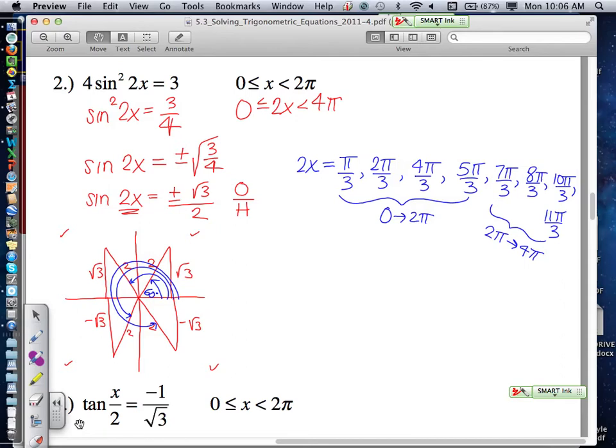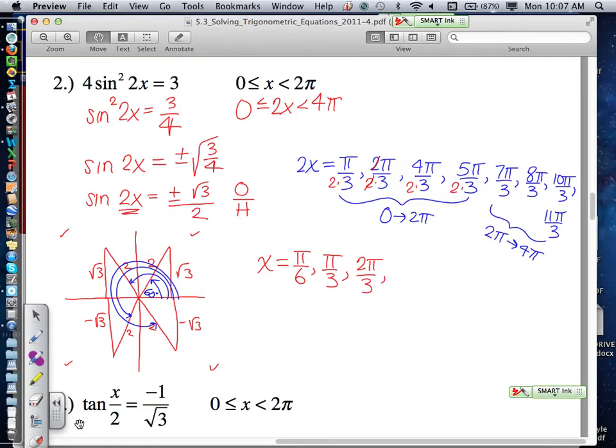So when I solve for x, I have to divide everything by 2. So my x is going to be pi over 3. I'm going to divide by 2 here, and that gives me pi over 6. I divide by 2 here. That gives me pi over 3 because the 2's divide out. Divide here by 2. That's going to give me 2 pi over 3.